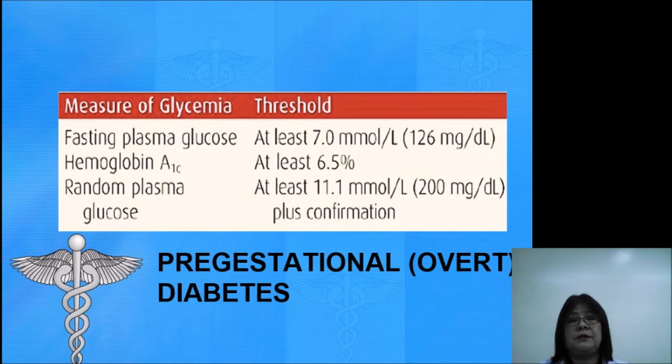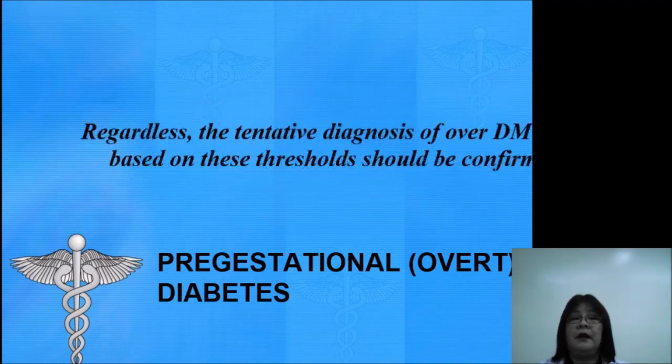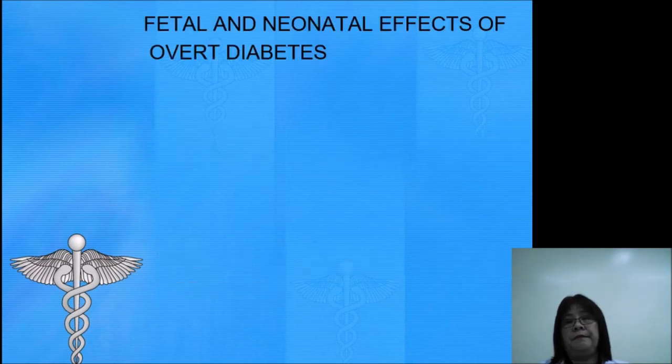This will be our threshold. If you request a fasting plasma glucose and get a value of 126 milligrams per dL, or a hemoglobin A1C of at least 6.5, or a random plasma glucose of at least 200 milligrams per dL, you can give a diagnosis of overt or pregestational diabetes. Regardless, a tentative diagnosis of overt DM based on this threshold should be confirmed.